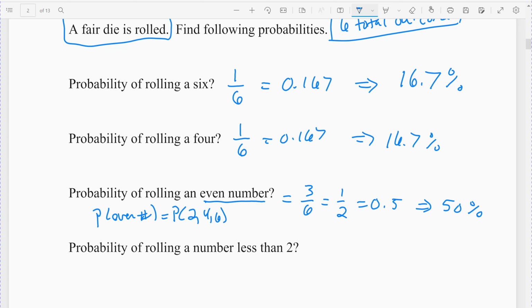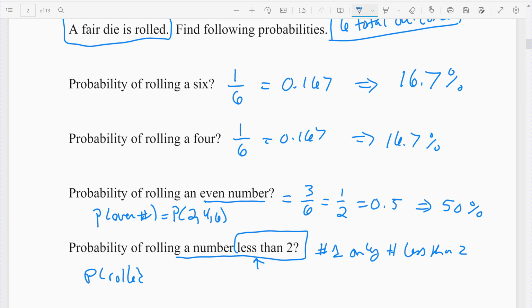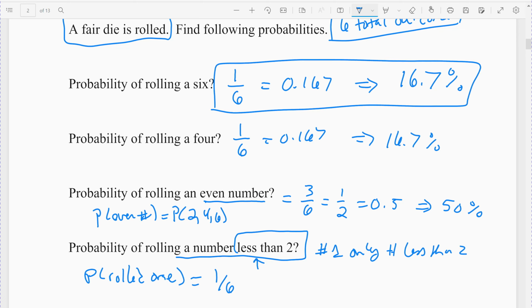You can roll 3 chances, right? A 2, a 4, or a 6, out of all possible answers. All right, probability of rolling a number less than 2. What you have to be careful of here is that 2 is not included. It's less than 2, right? Well, there's only the number 1. The number 1 is the only number less than 2. If it said less than or equal to 2, you would include the 2, but you don't. So we're just looking for the probability that you rolled a 1. Well, there's only a 1 in 6 chance, so it'd be the same as these. 1 in 6 chance, 0.167, or 16.7%.